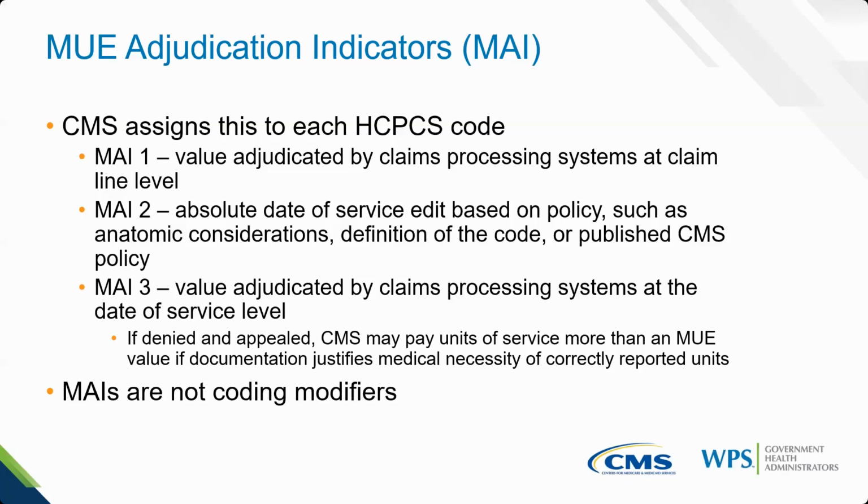If there's an MAI 3 indicated, that means that you may appeal any denial that you might receive, and that we can consider payment of units of service more than an MUE, but we're only going to do that if the documentation justifies medical necessity and shows that you correctly reported the units.